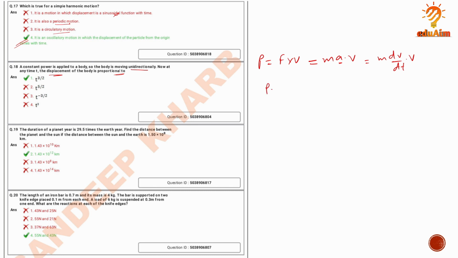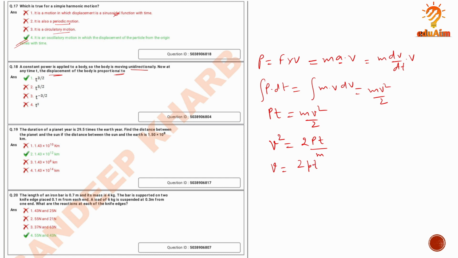So P into dt, if we integrate this we get mv dv, so it is mv square by 2, and here we get P into t. Pt is equal to mv square by 2. From here v square is equal to 2Pt by m and v is equal to (2Pt by m) raised to power 1 by 2, and v is ds by dt.